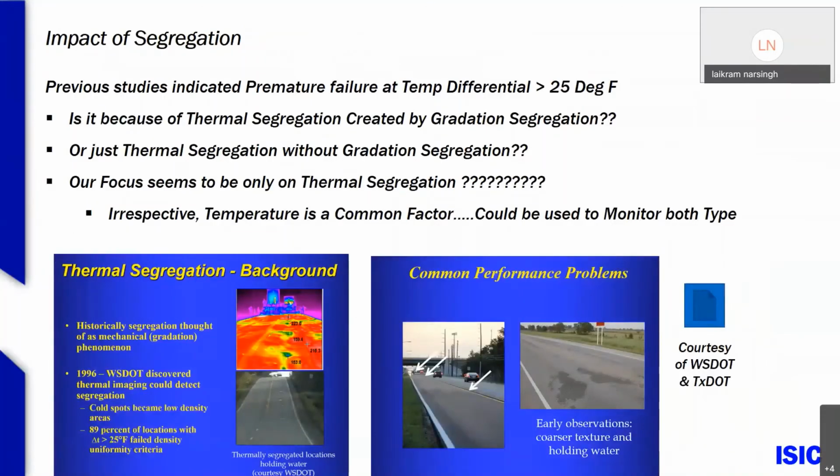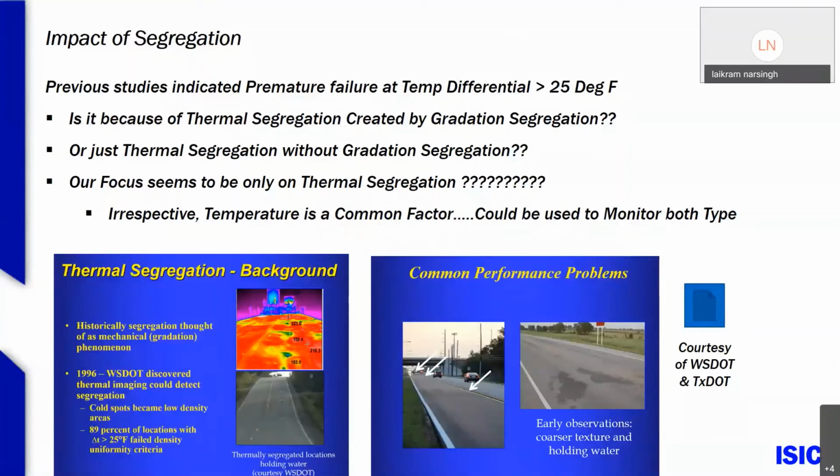Just referring back to some information that has been floating in our industry over the last couple of years, what are some of the impacts of segregation? Previous studies have indicated premature failure with a temperature differential of greater than 25 degrees. So the question is, is that because of thermal segregation created by gradation segregation, or just thermal segregation without gradation segregation? Our focus always seems to be focusing only on thermal segregation. Now, this is a topic by itself.